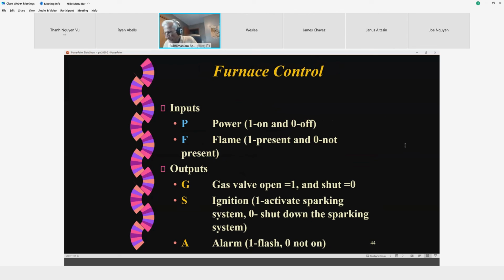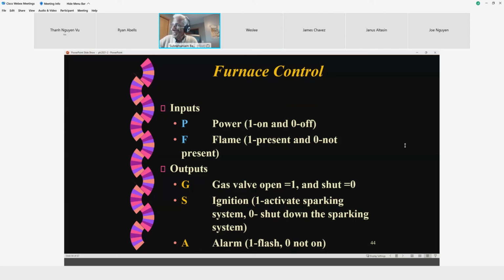But I am going to simplify the problem. There is no flame sensor; I'm not going to make it complicated, to understand the problem. So I have a P, power, not momentary on, off, or maybe momentary on, off, we'll see. The status is when the power is on, it is 1, when the power is off, it is 0.